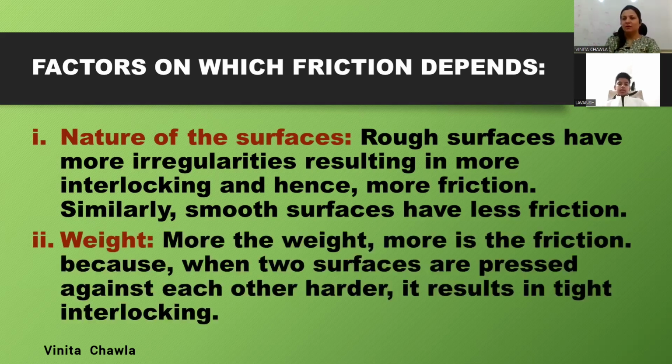Next, we have weight. See, it is difficult to move a heavier object as compared to a lighter object, right? The more the weight, the more the friction, because when two surfaces are pressed against each other harder, it results in more tight interlocking. So we need to put more effort to move it, to break the interlocking.